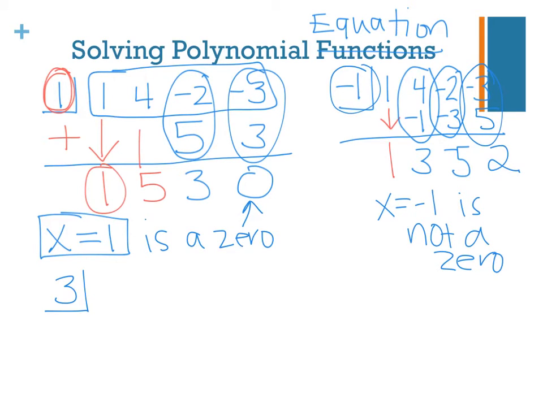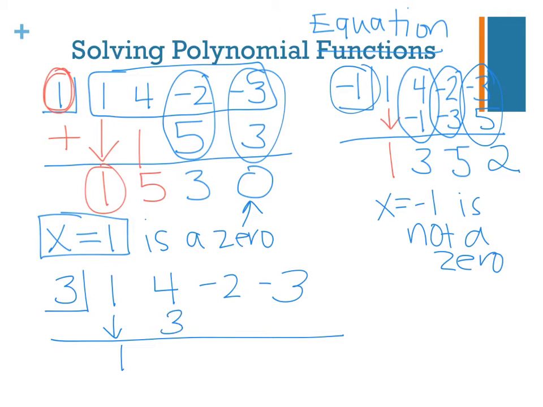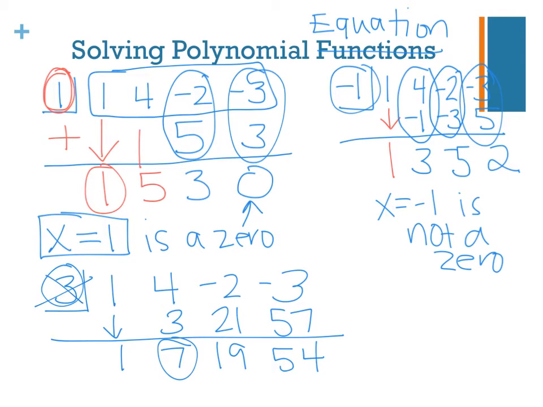So I'll start by testing 3, where 1, 4, negative 2, negative 3 were my coefficients. If I carry out synthetic division, again, carry down the 1. 1 times 3 is 3. 4 plus 3 is 7. 7 here times 3 is 21. 21 minus 2 is 19. 19 times 3 is 57. And I end up with a remainder of 54. So again, x equals 3 is not a zero of the function because 54 is my remainder and not 0.